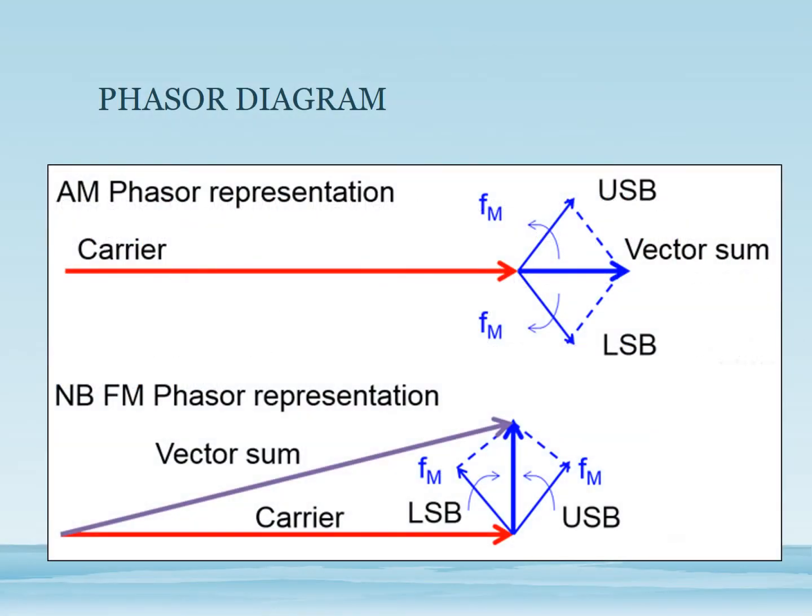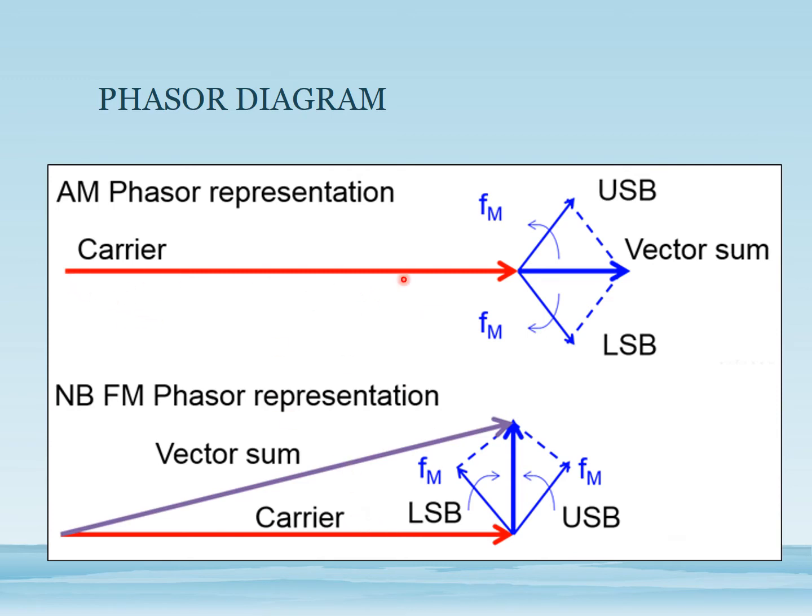Now we'll see what a phasor diagram is. A phasor diagram is nothing but a graphical representation. It is going to have vector quantities, and of course a vector has a magnitude as well as a direction. We have already discussed the AM signal and the AM phasor diagram in the previous video lecture. Here I have put it for comparison between the AM and FM signals.